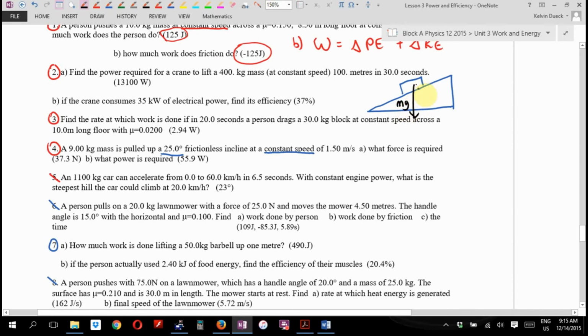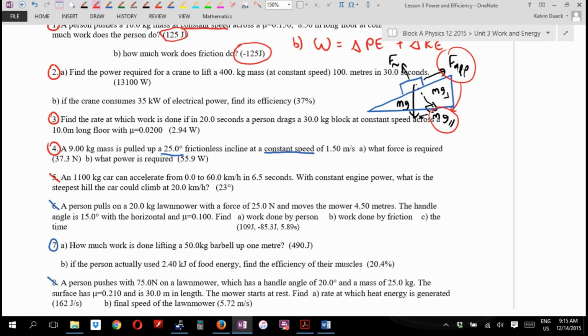Which I'm going to break into, you just saw because we did one very similar to this. I think the force that's pulling it up, which is the applied force, there's the normal force. Because we're going at a constant speed, I think the applied force is exactly the same size as mg parallel. So what force is required to pull it up? mg parallel, mg sine theta. So 9 times 9.8 times the sine of 25.